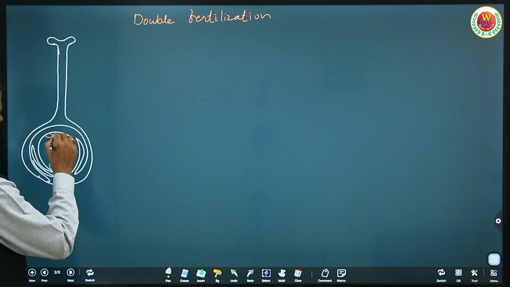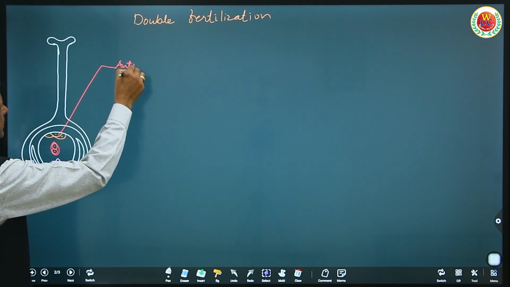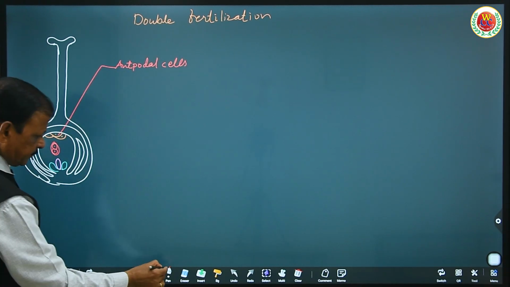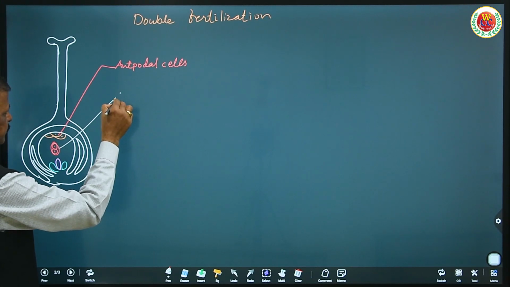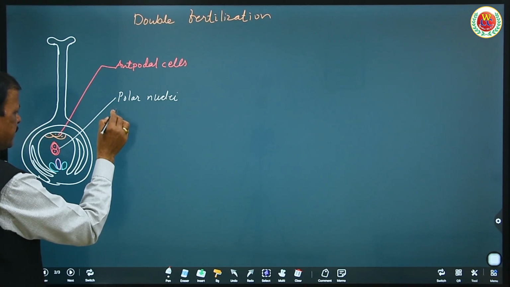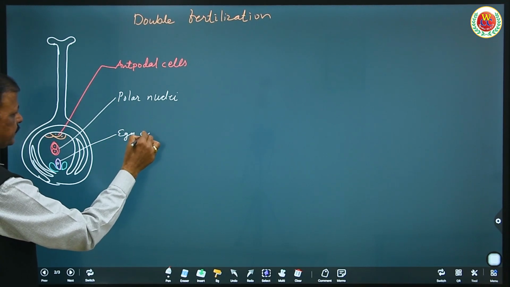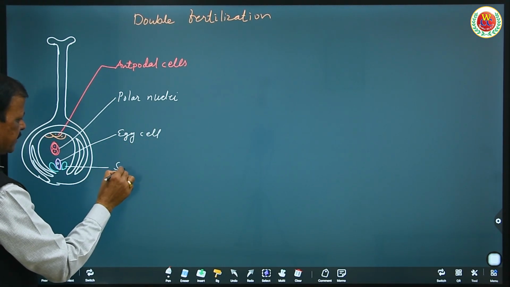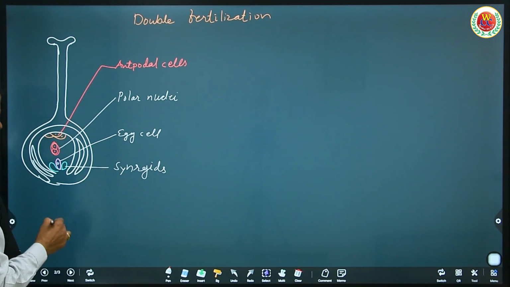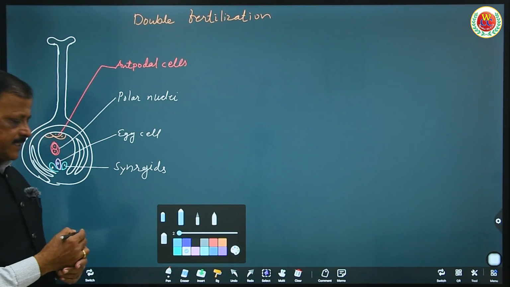So to label, these are antipodal cells, polar nuclei or secondary nucleus. This is egg cell and these are synergids. Now, this is ready for fertilization.